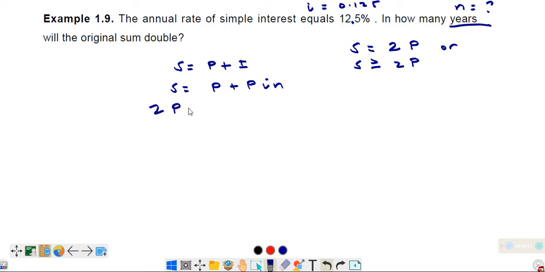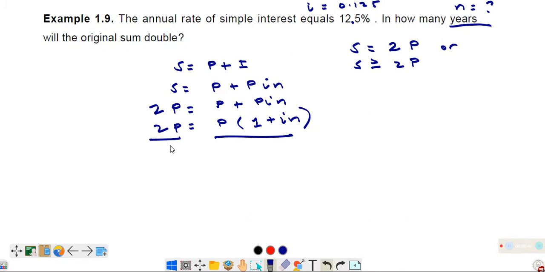We have here 2P is equal to P plus PIN. And we know that there is a common term between the first term P and the second term PIN. So, factor out natin sila. So, P divided by P is 1 and P times I times N divided by P, may iwan si IN. So, plus IN. Ngayon, may eliminate na natin si P. Kasi nga, di ba hindi natin siya kailangan? How? By multiplying both sides by 1 over P or dividing both sides by P. So, tanggal na sila.